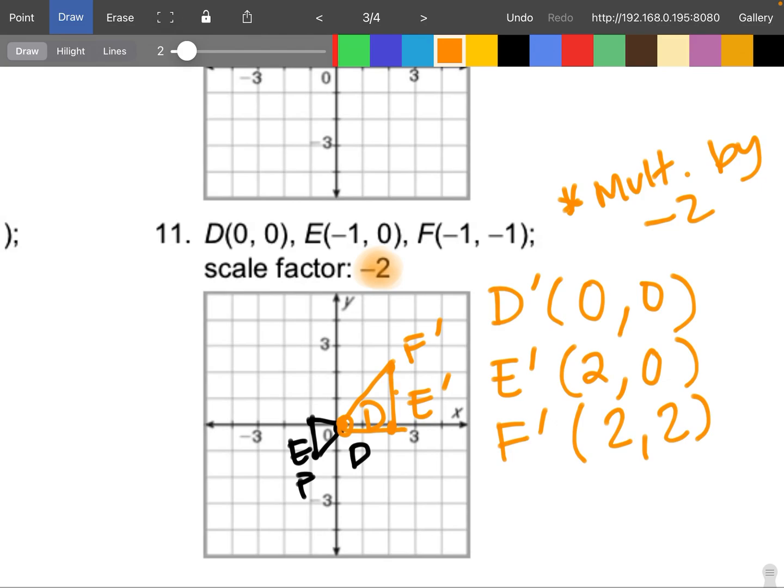All right, so those are some examples of the 4 different transformations to get you started on your homework.